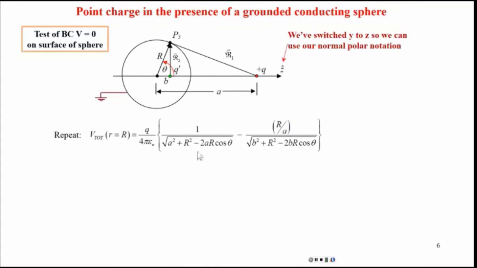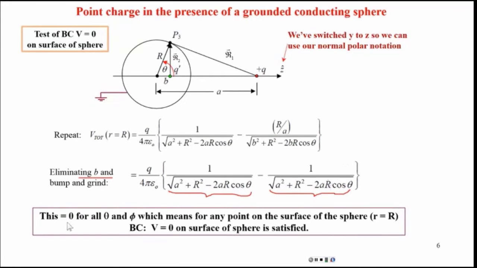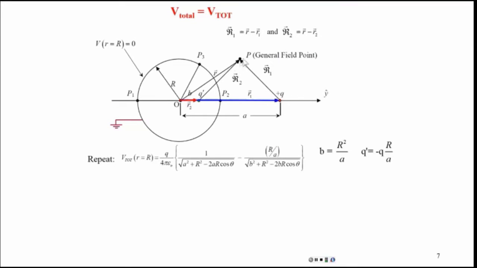Here it is again. If you look at these two equations and now put in b and do a little bit more algebra, you can find that this term here and this term here are equal to each other. You end up with 0 for all theta and phi, which means for any point on the surface of this sphere where r equals capital R, we satisfy the boundary condition that V equals 0 on the surface of the sphere. Our values of a and b in fact give us the boundary condition that V equals 0 all over the surface.